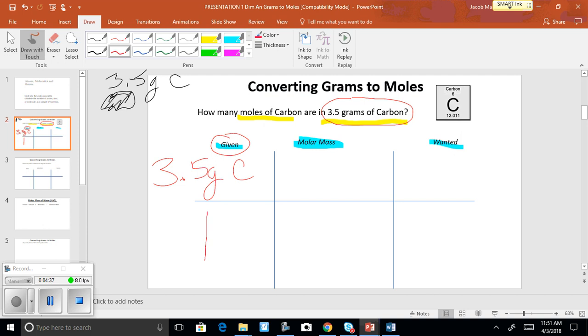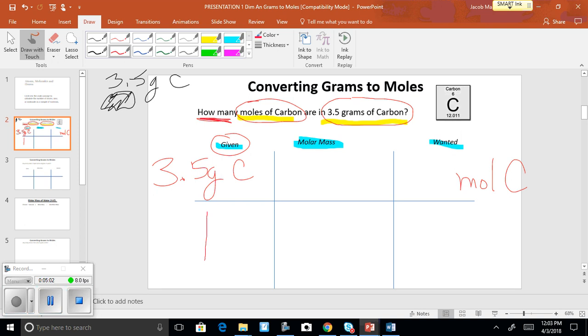And now let's look at our wanted. What do they want you to figure out? Well, they want how many. I want to know how many. That's what I want to know. How many moles of carbon? So my wanted is going to be moles of carbon. So now that you have your given units, and your wanted units, which are moles of carbon.